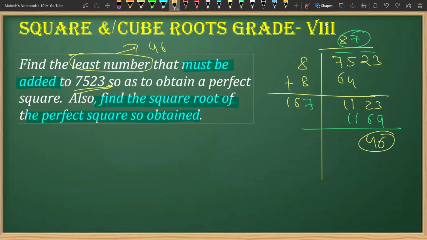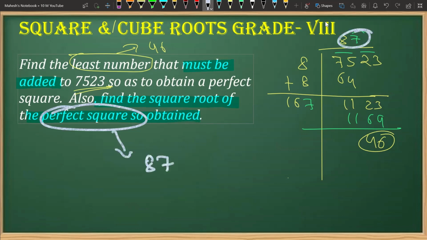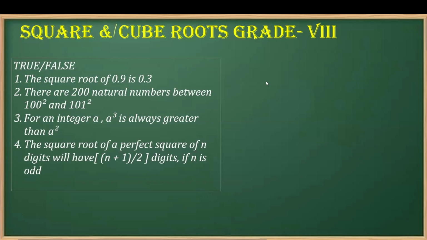So the perfect square so obtained over here should be 87. This one. That's how we will do this question. Now next I have taken four questions of true false. The first question is the square root of 0.9 is 0.3.